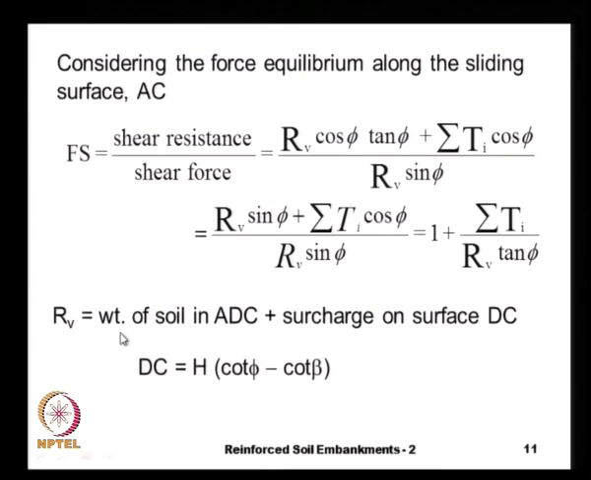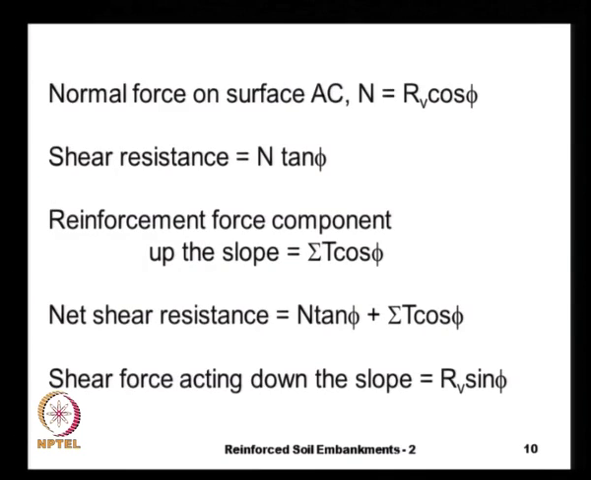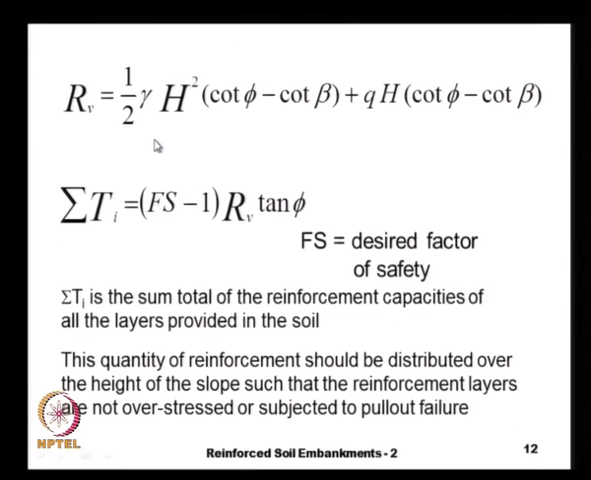And RV is, as we discussed earlier, the weight of the soil within the triangle ADC plus the surcharge that is acting on the surface DC, and this length DC is H times cotangent phi minus cotangent beta, and our RV now is just simply 1/2 gamma h square times cotangent phi minus cotangent beta plus the surcharge force acting on the surface DC, that is q times h cotangent phi minus cotangent beta.